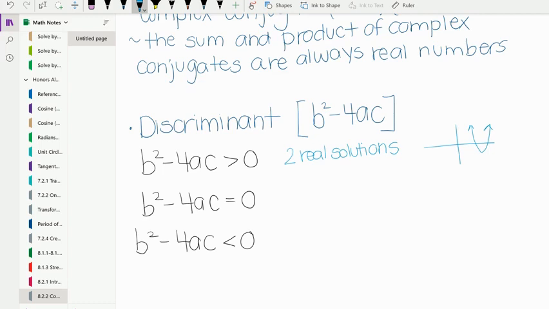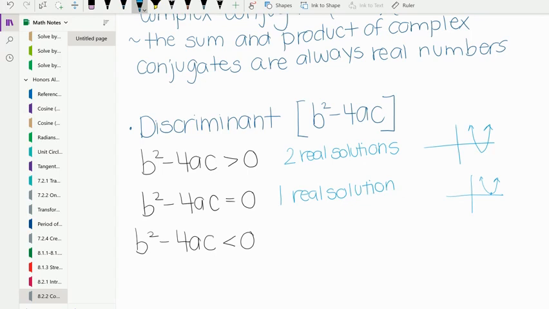Now, if b squared minus 4ac, which again is the part that's underneath the square root, is 0, you actually only have one real solution. The reason for that is we don't really say plus or minus 0 because it doesn't matter whether we have a positive 0 or a negative 0. So one real solution means that the vertex is actually on the x-axis, okay? And I shouldn't say one real solutions.